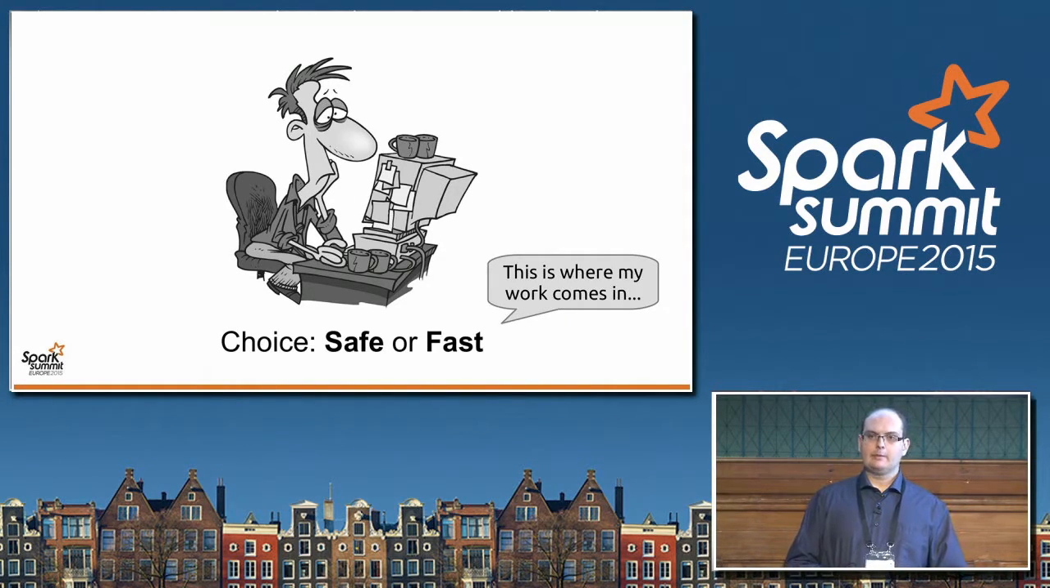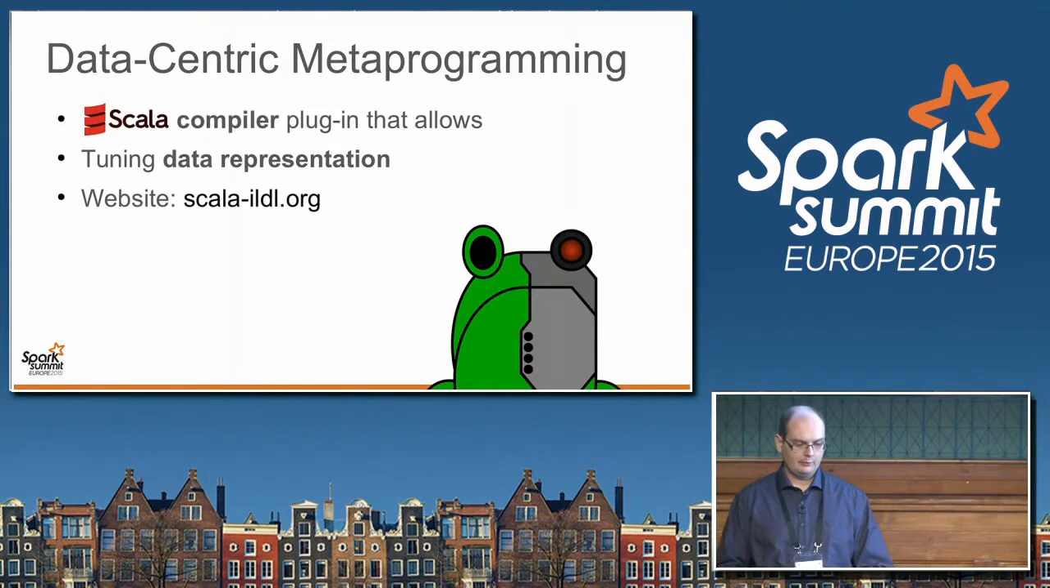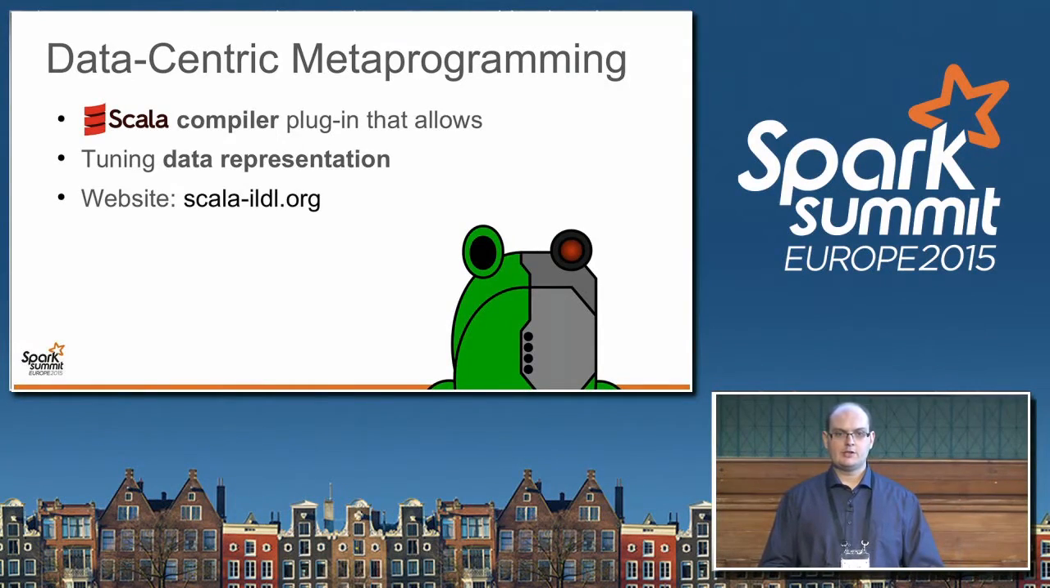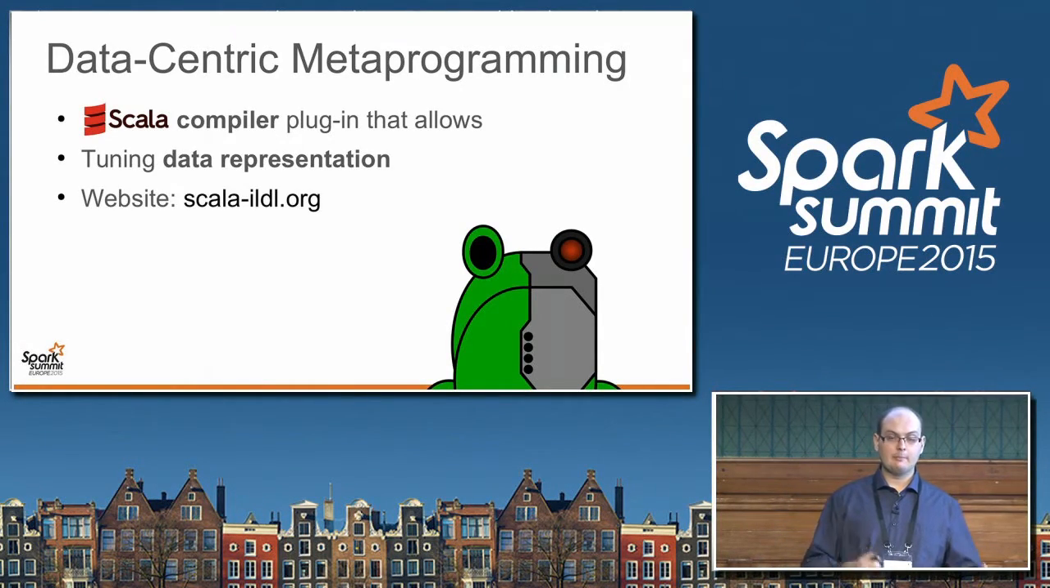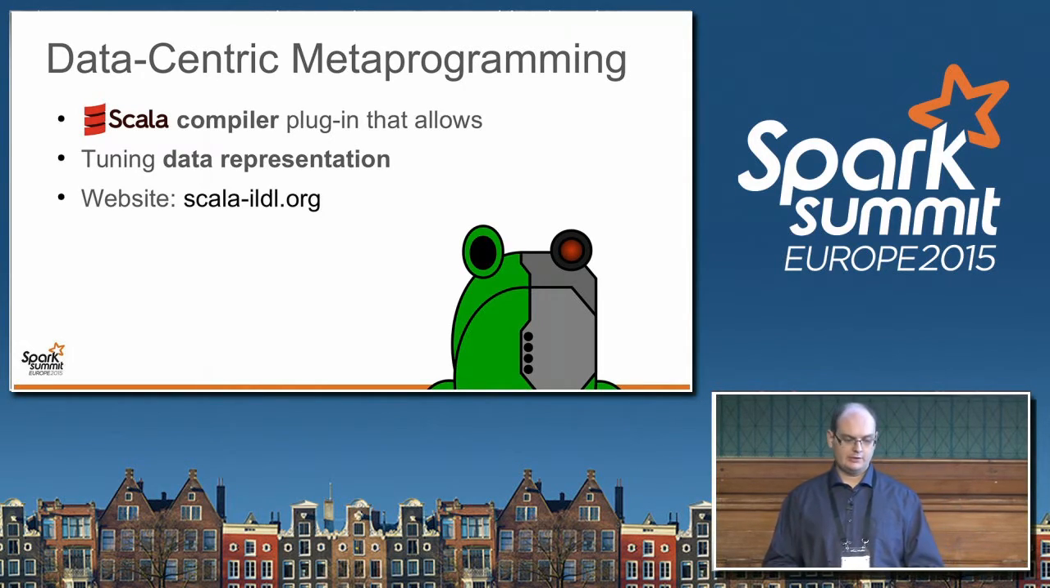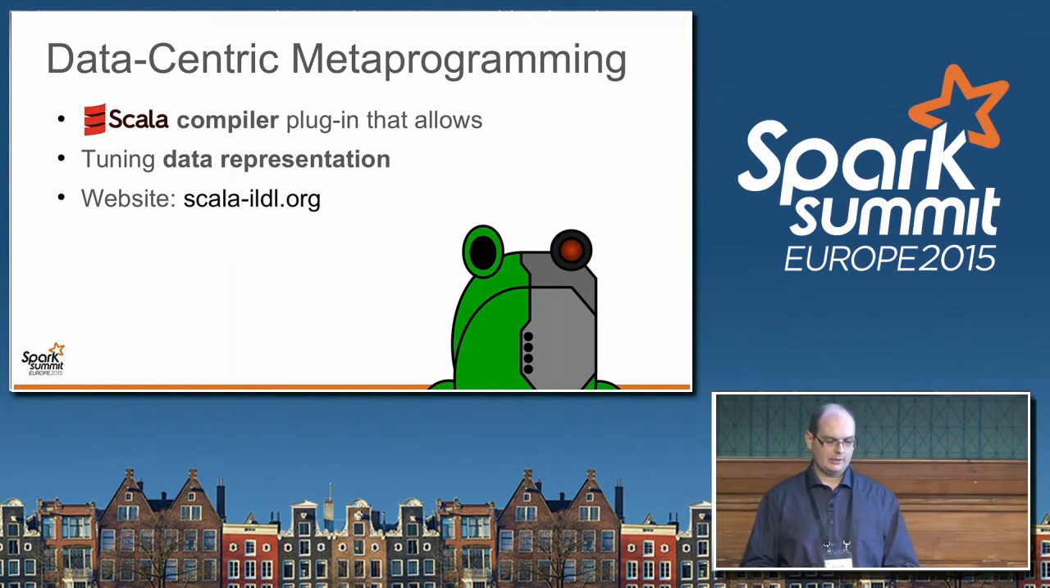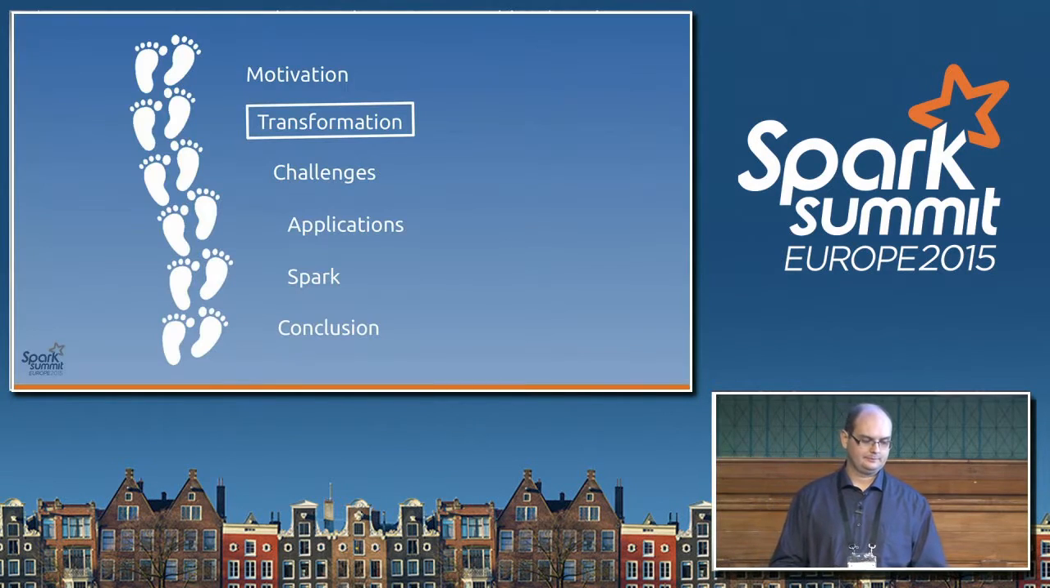And this is where my work comes in. I'm hoping to be able to address this in the Scala compiler. So this is data-centric metaprogramming, which is a technique, a compiler plugin that allows you to tune the data representation in your program. It's open source, and it has a website that you can visit to see some documentation about it and a few examples.